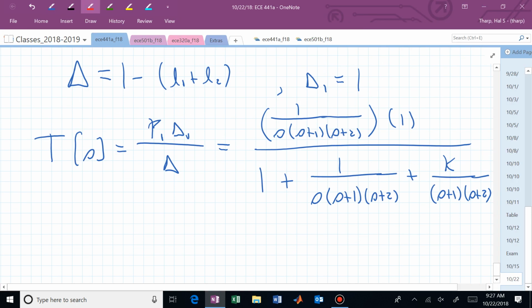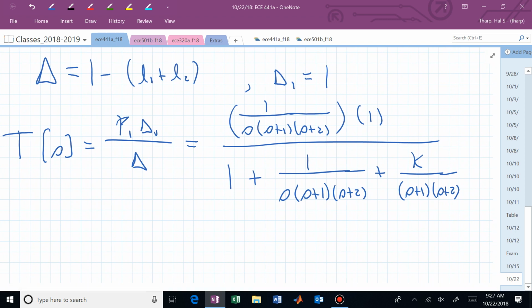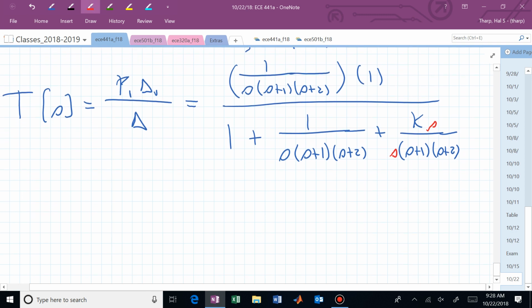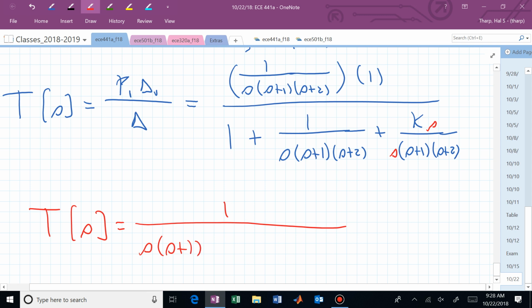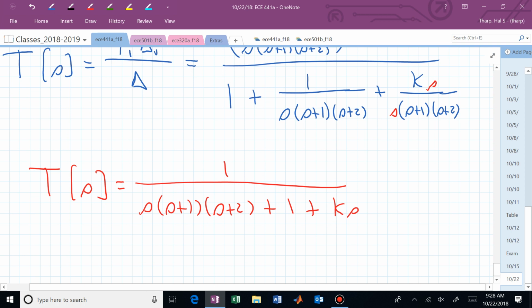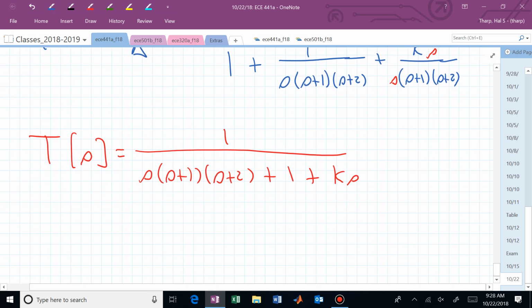And now we can put all of that, the numerator and denominator, over a common denominator of s times s plus 1, s plus 2. So I can essentially put an s in the numerator and denominator there. And now T of s will become 1 over s, s plus 1, s plus 2, plus 1 plus ks. We okay with that? And that should have been what was in the back of the book when we started.